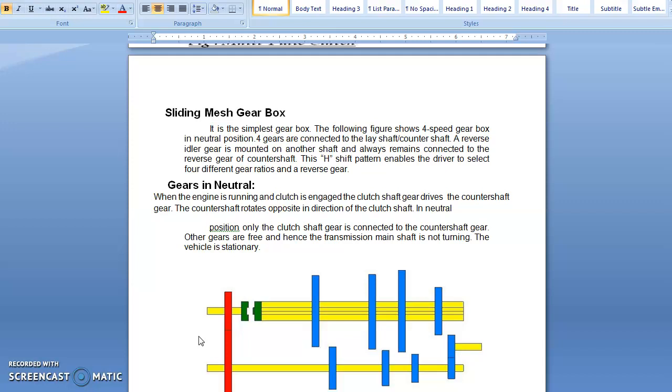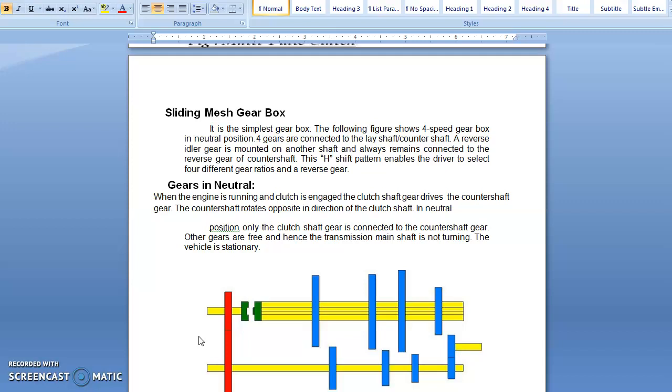In my previous videos, we already learned about transmission system components like the clutch, and in the clutch we completed the single plate clutch and multi-plate clutch. After the clutch, next we go to the 4-speed gearbox: construction and working of the 4-speed gearbox.